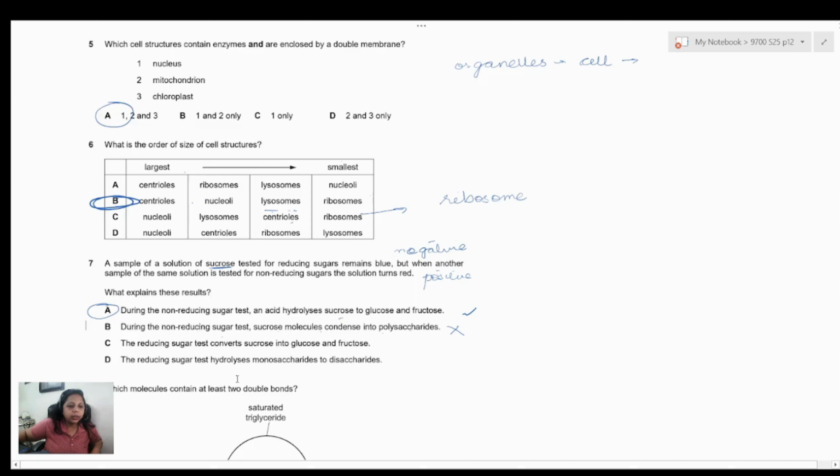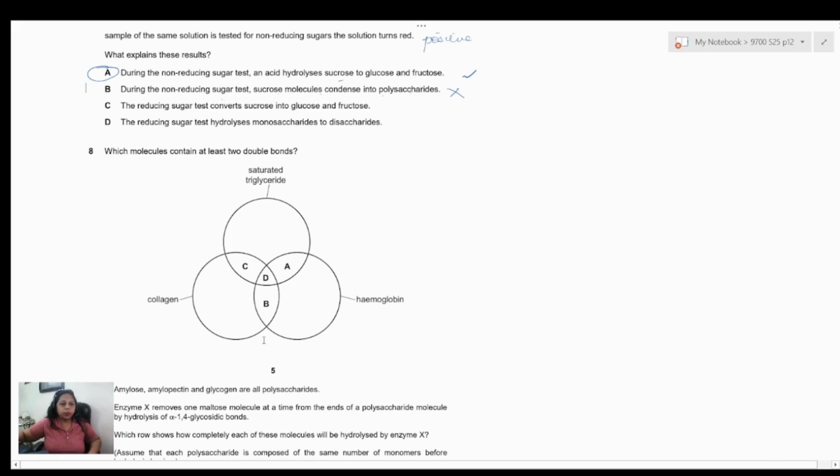Which molecule contains at least two double bonds? Let's say we have collagen, we have hemoglobin, and we have triglyceride. So we have protein and we have fats. So what option can be correct? Which can have at least two double bonds?